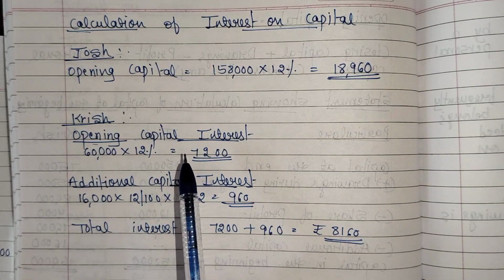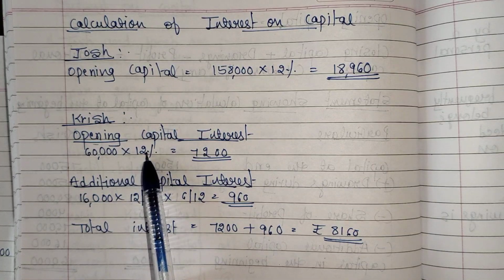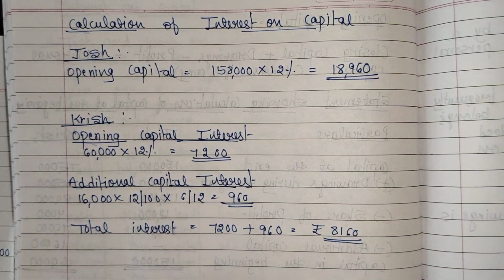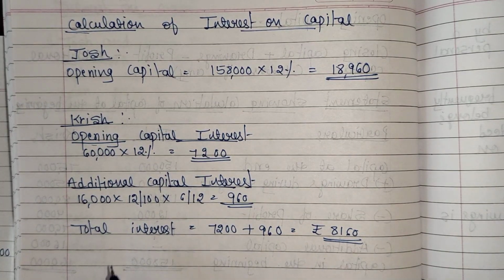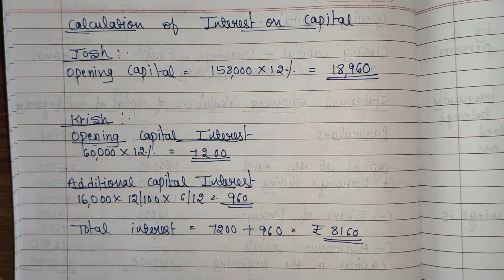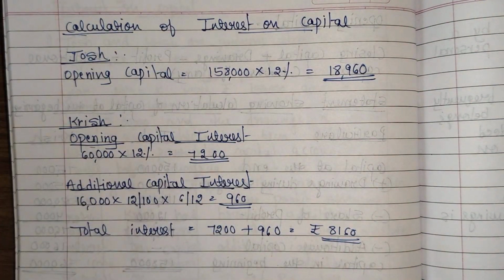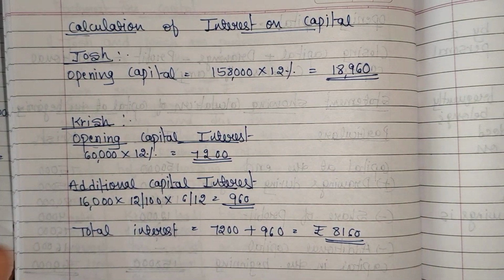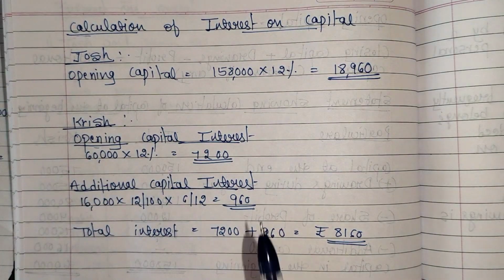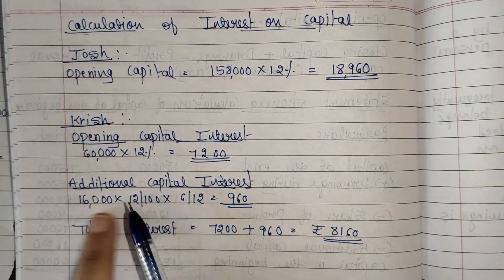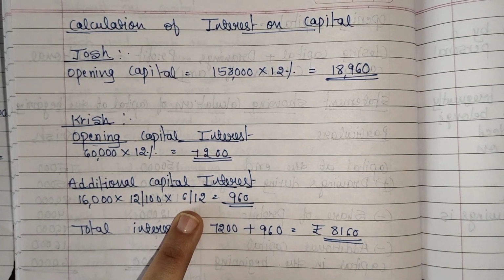Now Krish. Here Krish introduced additional capital also, so don't forget to add that one. Opening capital 60,000, interest on capital 12%, that is 7,200. Now additional capital interest. He introduced additional capital 16,000 when? October. So from October to year end: October, November, December, January, February, March, means 6 months. Right? So 16,000 into 12% into 6 divided by 12, that is equal to rupees 960.